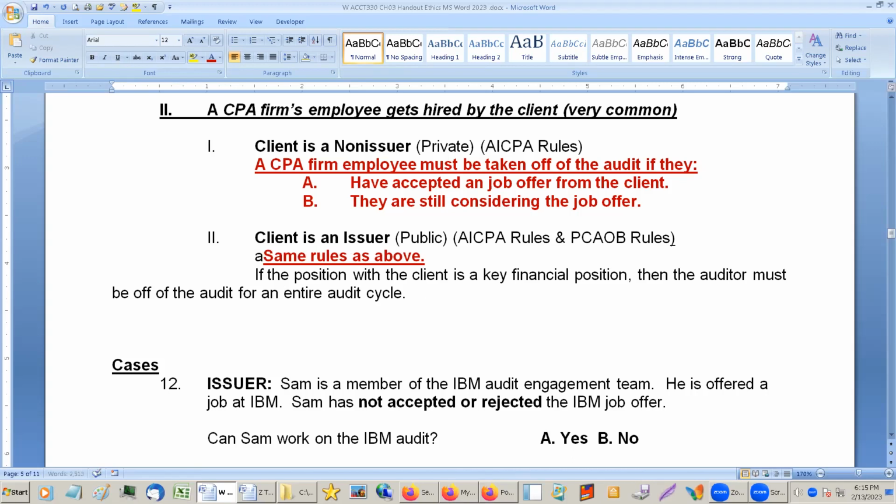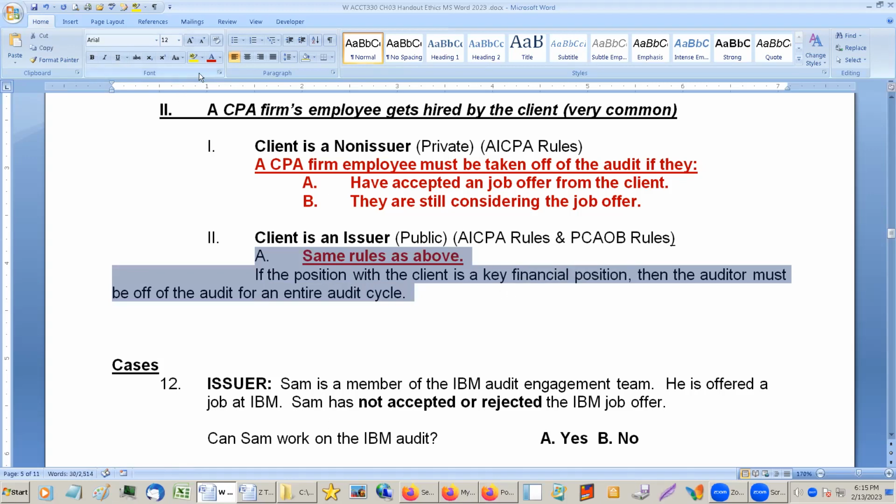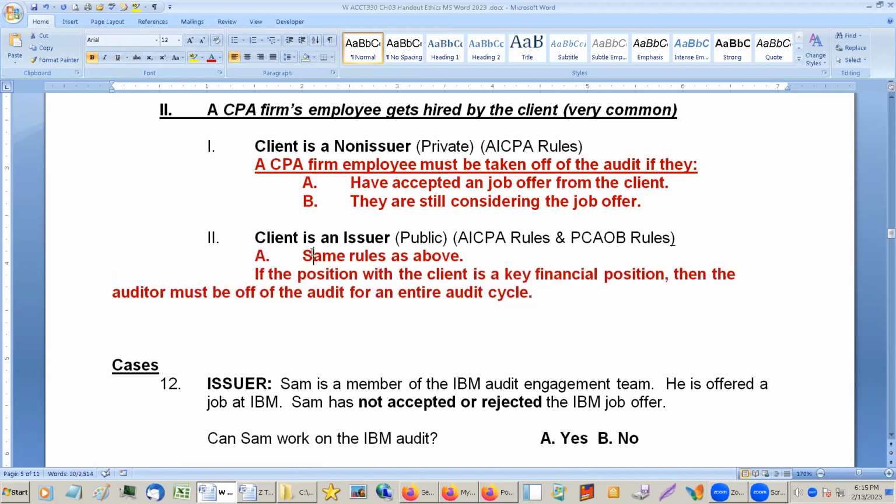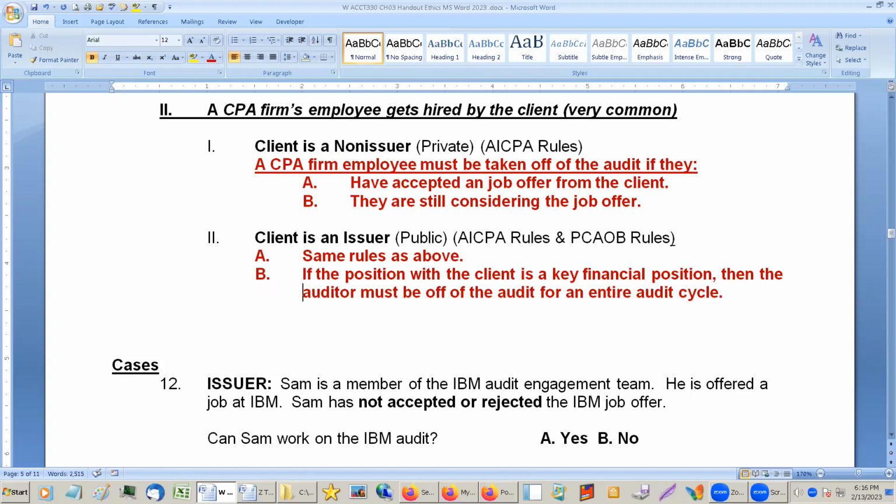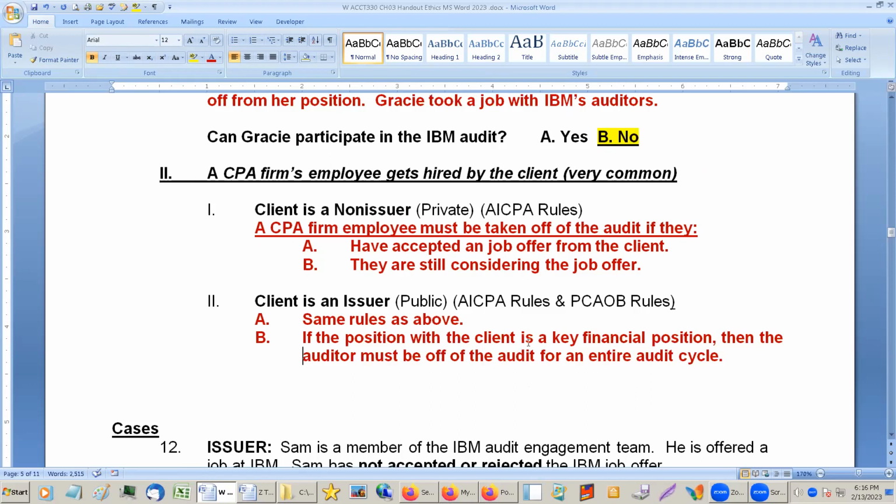Okay, so if the position with the client is a key financial position. A key financial position is somebody that has influence over the financial statements. Then the auditor must be off the audit for an entire audit cycle. Okay, now this is big.